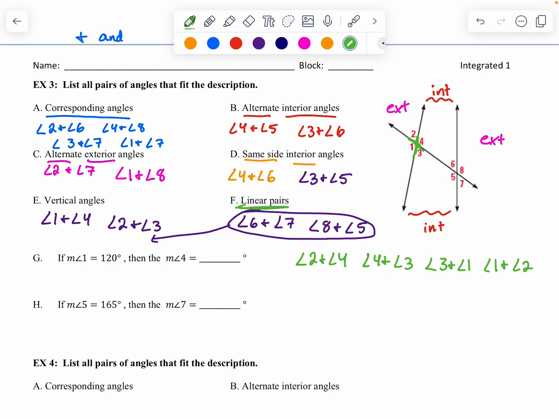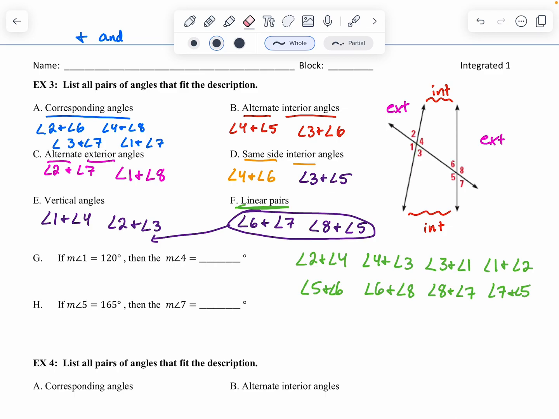Then in the other group, we have another 4. So like 5 and 6, they're on a straight line together. 6 and 8 are on a straight line together. 8 and 7. And 7 and 5. So every time we do linear pairs for these pictures, you're going to have 8 different combinations.